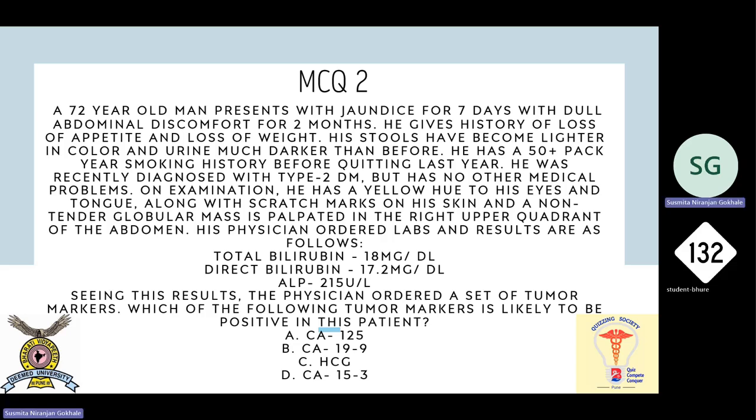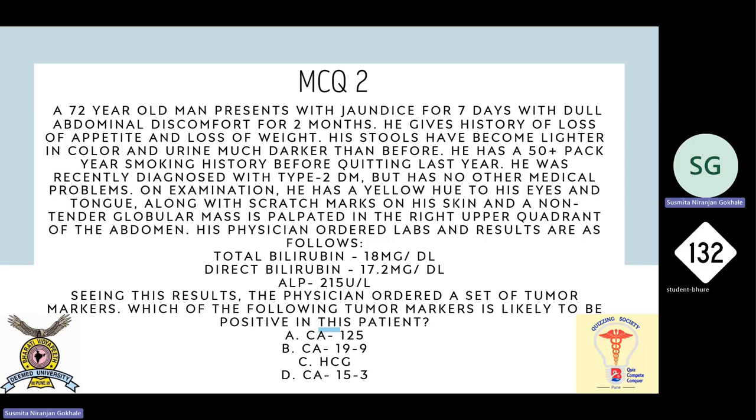Before giving out the answers, I think that you all should pause the video and try to answer this question on your own. So again, reading the last line of the question: seeing the results, the physician has ordered a set of two tumor markers. Which of the tumor markers is most likely to be positive in this patient? The options are A, B. CA19-9, C. HCG, and D. CA15-3. So from this, I understand that the question is related to tumor markers.